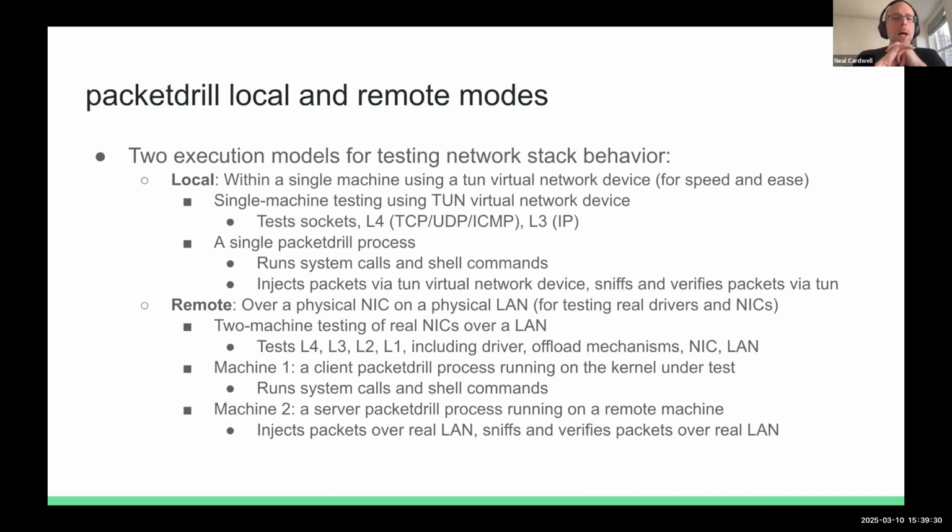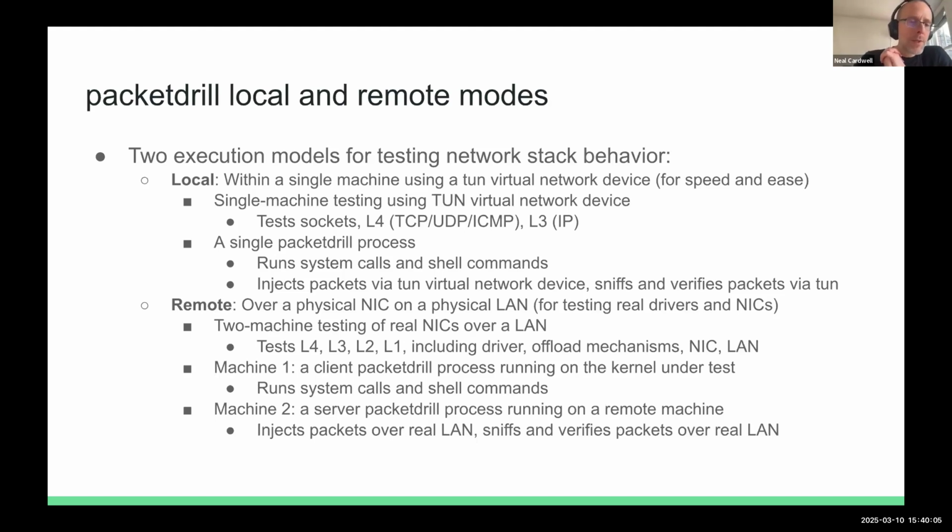So Packetdrill actually can run a test script like that in 2 different modes, which I sort of alluded to earlier, but let's talk about that in a little more detail. So the first mode in which you can run a test is local mode, and that's basically running on a single machine using a TUN virtual network device, and that's basically targeted to make testing faster and easier. And that can test the sockets layer, the layer 4 transport layer, can test layer 3 behavior, IPv4 or v6.